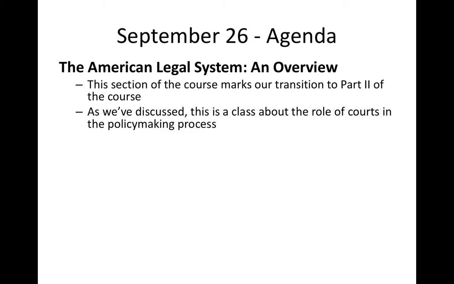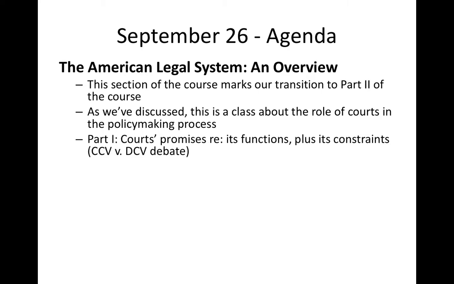So, as we've discussed at length, this is a class about the role of courts in the American policymaking process. And so, in part one of the course, we discussed the promises of the American courts. The first being orderly dispute resolution, and the second being the court's ability to correct political failures. And then we ended the first part of the course the other night applying the constrained court versus dynamic court debate, which again stems from Gerald Rosenberg's 1991 book, The Hollow Hope.